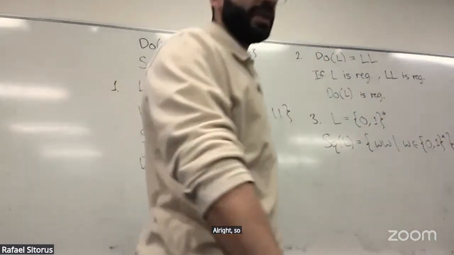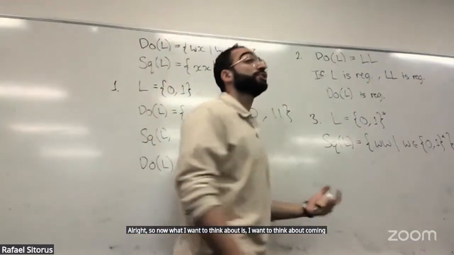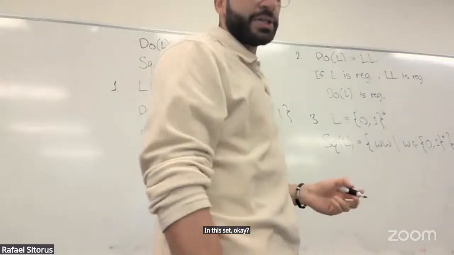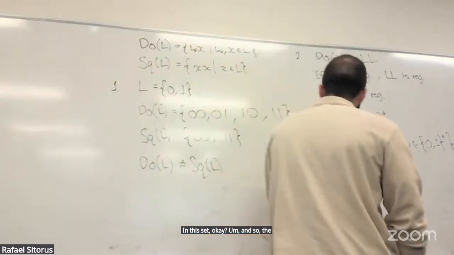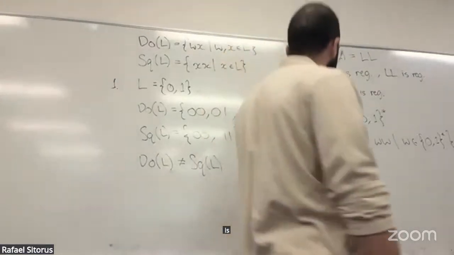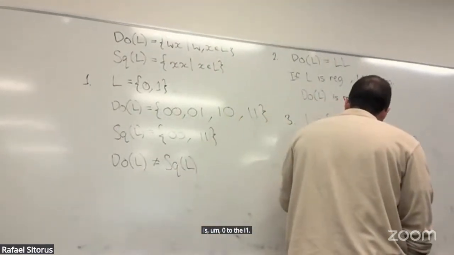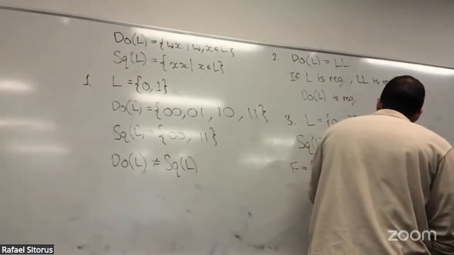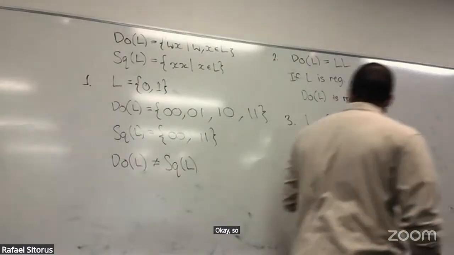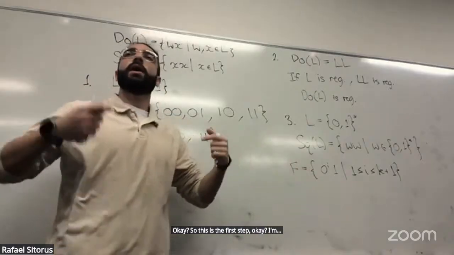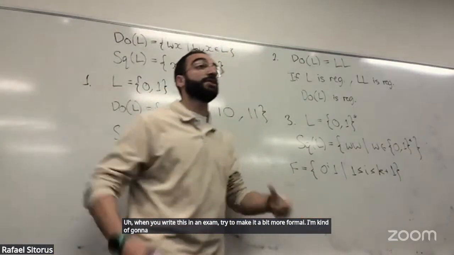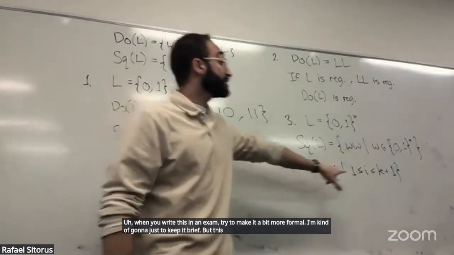Alright, so now what I want to think about is coming up with some strings which are distinguishable in this set. And so the set that I came up with for the fooling set is 0^i 1, where i goes from 1 to k plus 1. So this is the first step. When you write this in an exam, try to make it a bit more formal. I'm kind of going to skip over a few things here just to keep it brief. But this is a fooling set of size k plus 1.